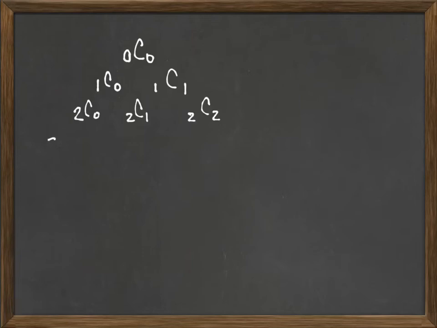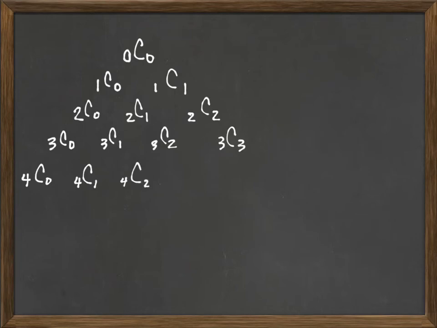We'll go a couple more rows down. We have 3C0, 3C1, 3C2, and 3C3. And it builds on itself like this. I'll write one more row, but I don't want us to think that we have to write this out in order to be able to do the problems. What we have to be able to do is to look at the other triangle and interpret what row I'm on and what entry I'm in.